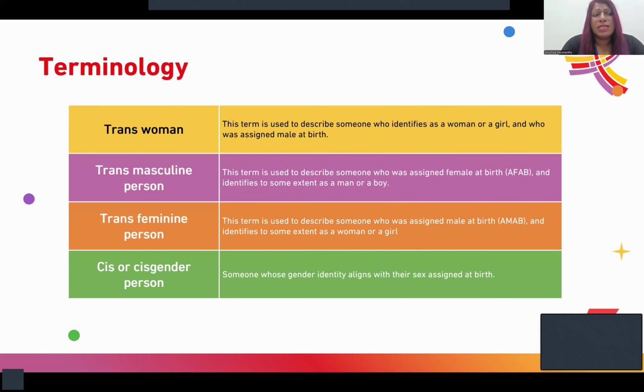Trans woman is a term used to describe someone who identifies as a woman or a girl and who was assigned male at birth. Trans masculine person is a term used to describe someone who was assigned female at birth and identifies to some extent as a man or a boy. Trans feminine person is a term used to describe someone who was assigned male at birth and identifies to some extent as a woman or a girl. Cisgender person refers to someone whose gender identity matches the sex they were assigned at birth.